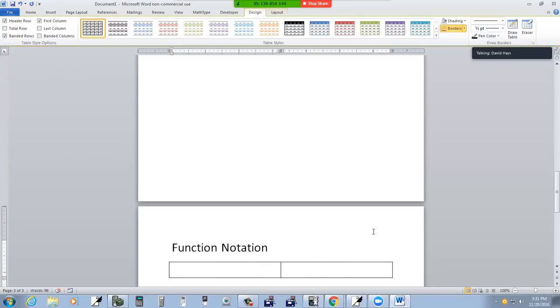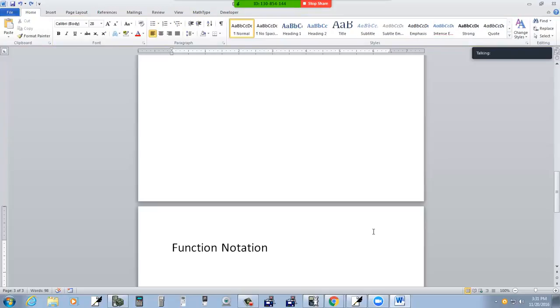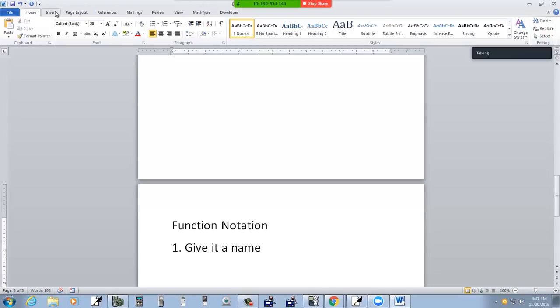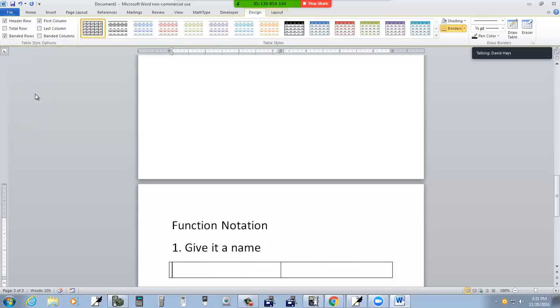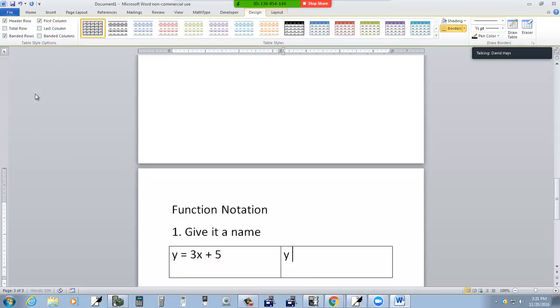And our function notation has two purposes. First one is to give it a name. What do I mean by that? Well, if you had y is equal to 3x plus 5, and you had y is equal to 4x minus 7. If I told you to graph y, well, your question would be, well, which one? There's two y's. It's kind of like naming your two children the same name.